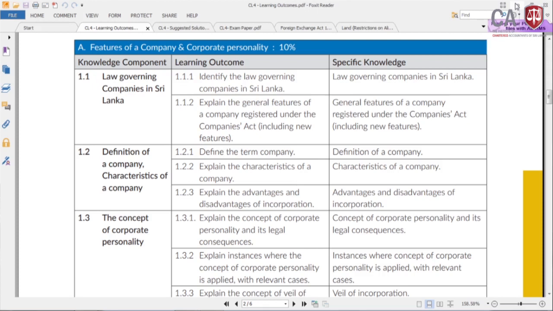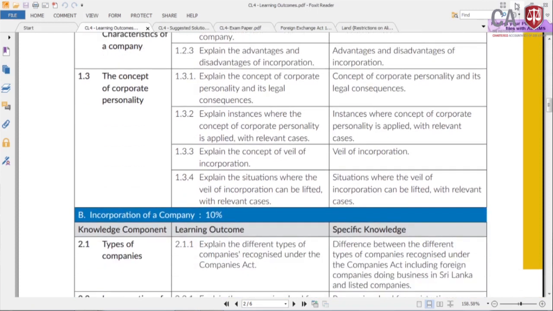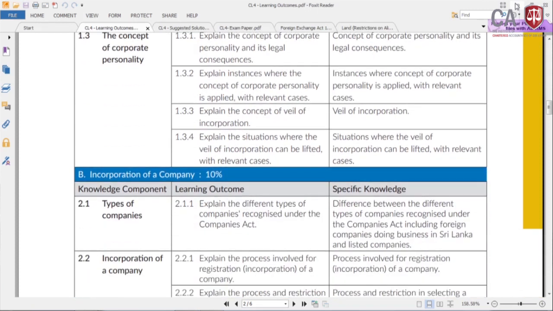You should have the capacity now to answer in relation to the concept of corporate personality and its legal consequences. Then explain instances where the concept of corporate personality is applied with relevant cases, and have specific knowledge on those instances. Then explain the concept of veil of incorporation, also an area that we have extensively dealt with in our lectures.